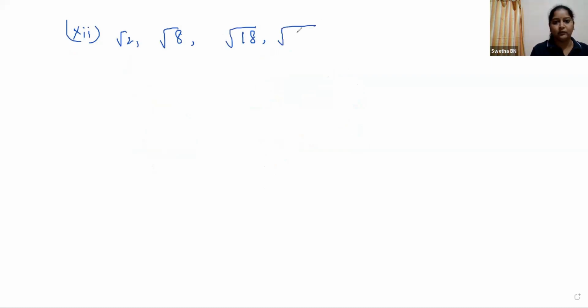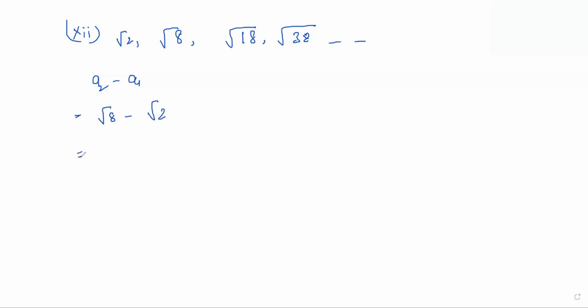Next question. Root 2, root 8, root 18, root 32. So A2 minus A1 is equal to, tell me Panchami, root 8 minus root 2. Ma'am, it's not in AP form. Okay. It will be root 6, ma'am.